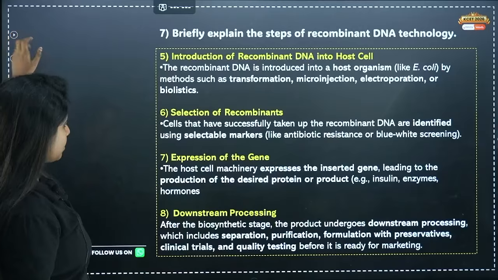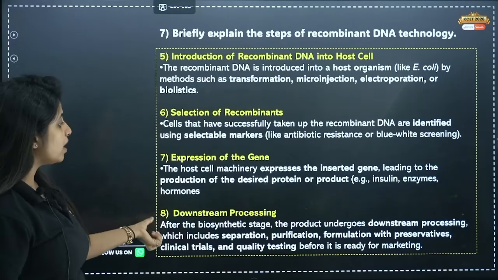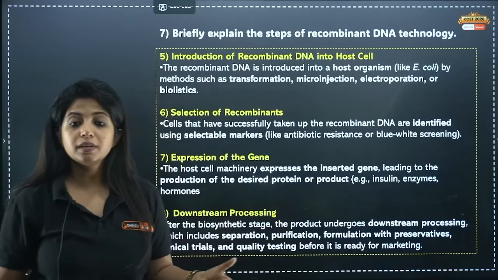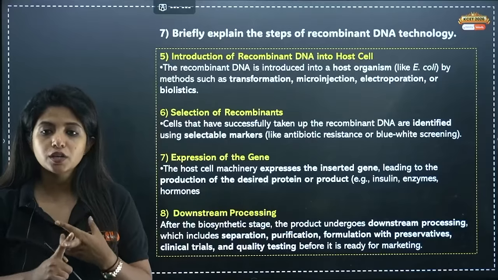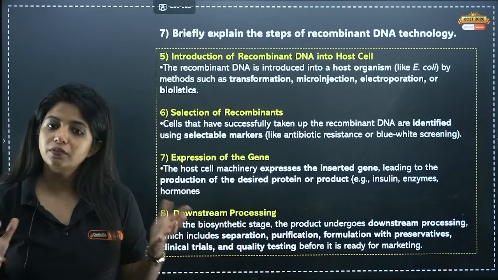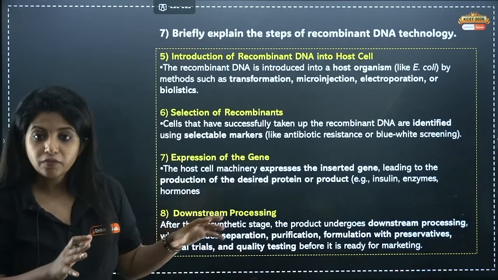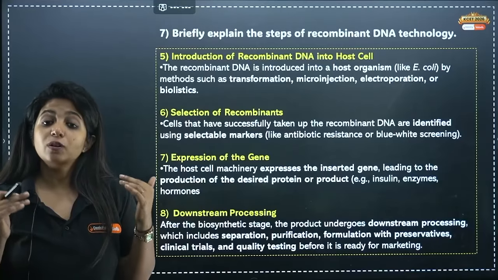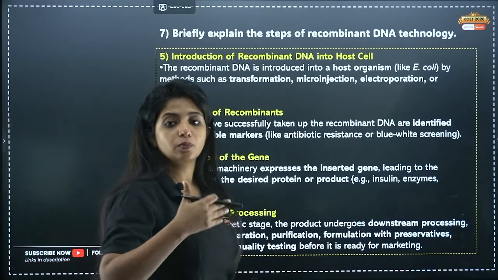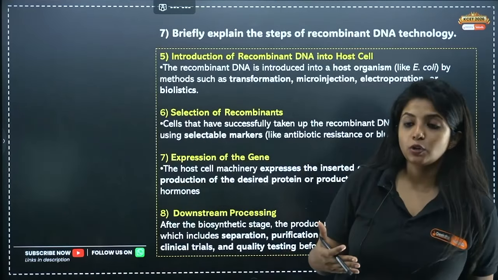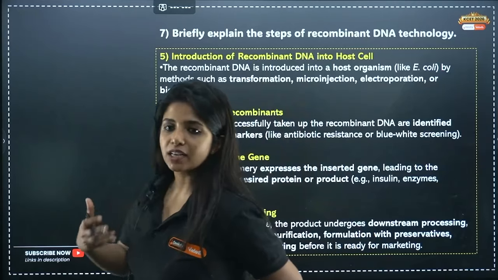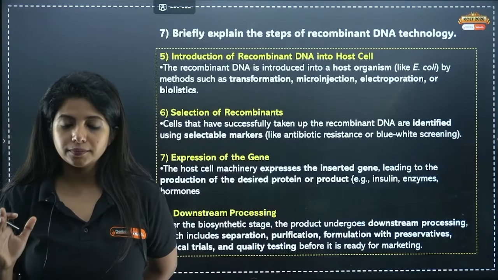Now the last step is also something that we have not discussed, downstream processing. Downstream processing means separation and purification of our component, protein, whatever we need. We need to separate it and purify it. That is known as downstream processing. Later it is treated with preservatives, and it is made to undergo quality testing as well. All of it is also being done.